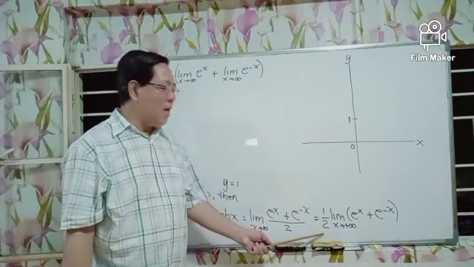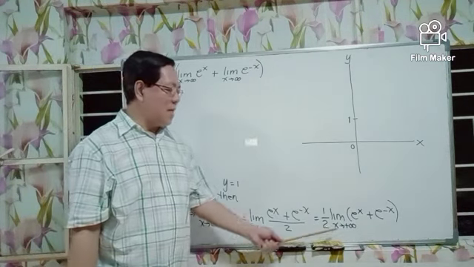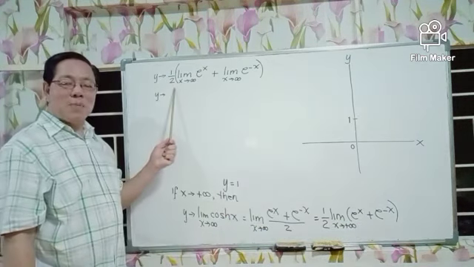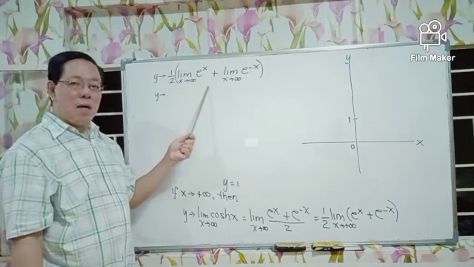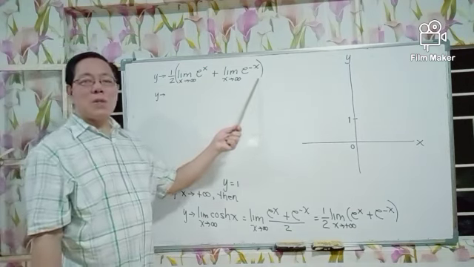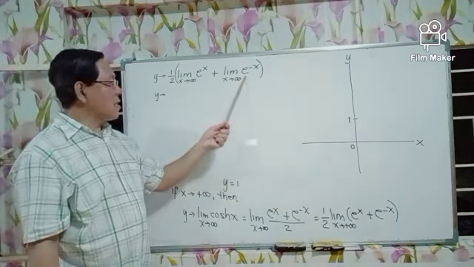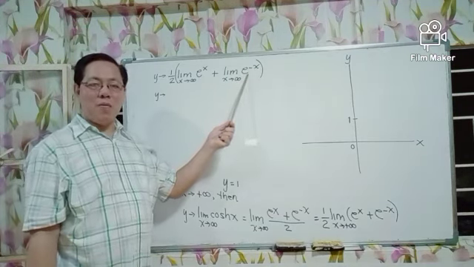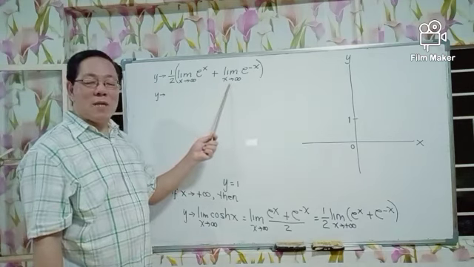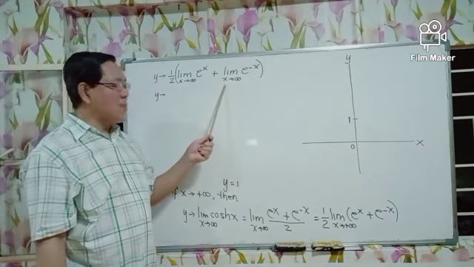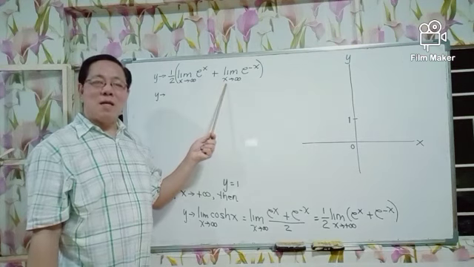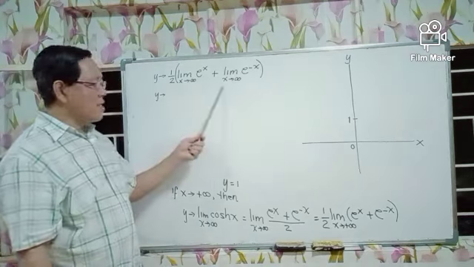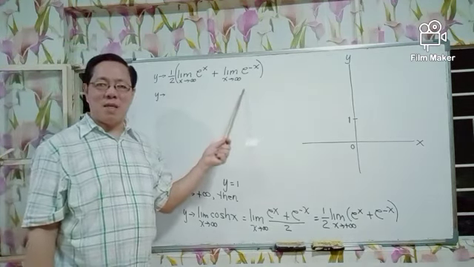Continuing from here, 1/2 times the limit of the quantity e to the x plus e to the minus x is now equal to 1/2 times the quantity limit of e to the x plus limit of e to the minus x. But e to the minus x, by property of exponent again, is equal to 1 over e to the x. Thus, the limit of e to the minus x as x approaches positive infinity is equal to the limit of 1 over e to the x as x approaches positive infinity.